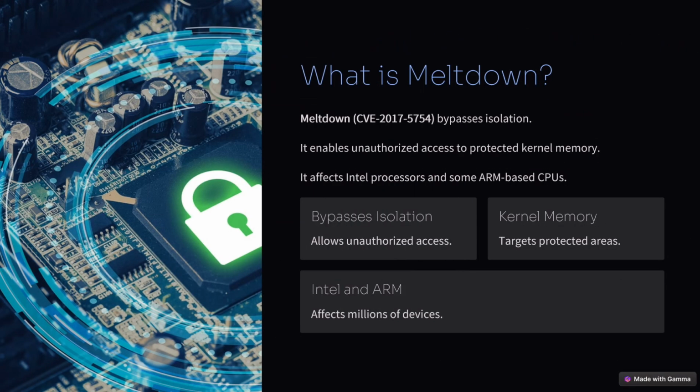So, let's understand what Meltdown is. Meltdown is identified by a CVE number and bypasses the fundamental security isolation between applications and the operating system. It allows unauthorized access to protected kernel memory, which contains sensitive information like passwords and encryption keys. Meltdown primarily affects Intel processors and some ARM-based CPUs, making millions of devices vulnerable to attacks.